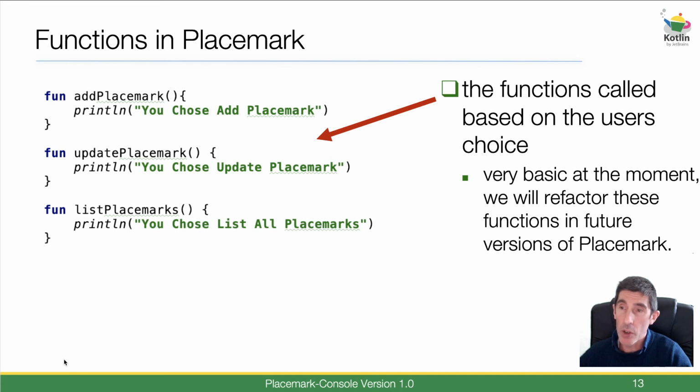We will refactor these functions in future versions of placemark, so we'll come back to those. Within add placemark we will prompt the user to enter the details. Same way with update placemark, we will have to go off and search, find the placemark they want to update, and then ask the user what they want to change it to. And likewise with our list, we'll be able to display them all in some kind of formatted manner to the console.